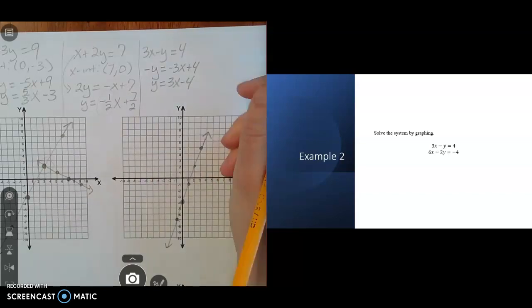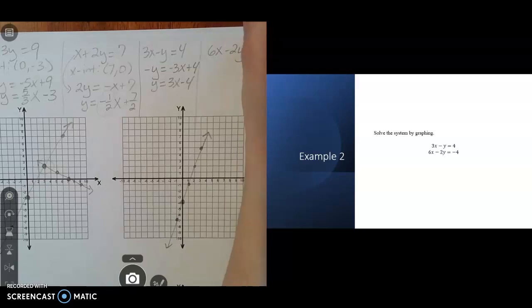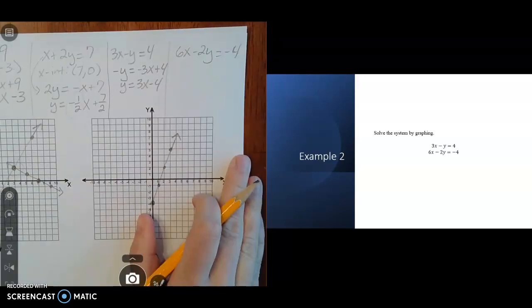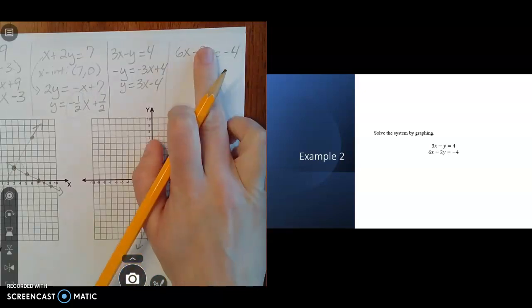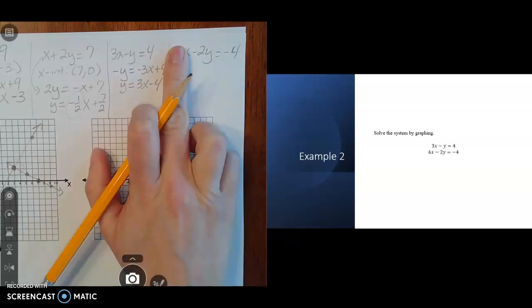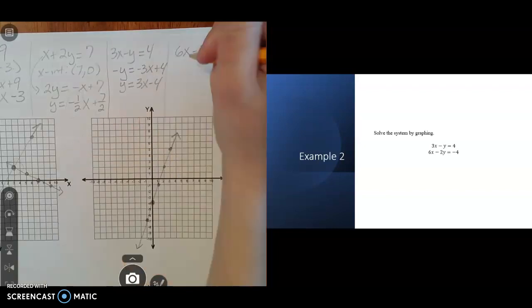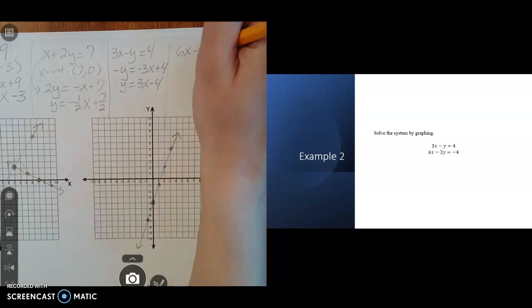All right, the next one that I'm graphing is 6x minus 2y equals negative 4. Okay, let's see here. My x-intercept is negative 4 over 6, so negative 2/3. That's not very nice to graph. My y-intercept will be negative 4 divided by negative 2, so positive 2. That's a lot nicer.